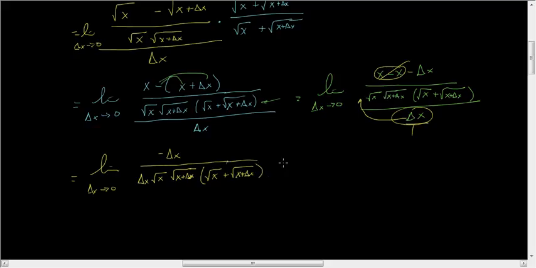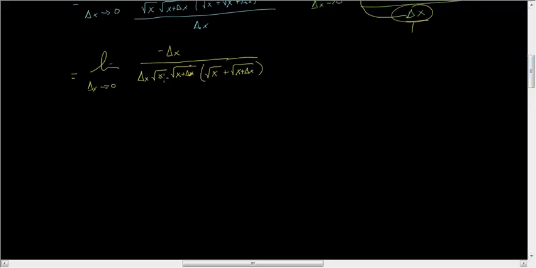And if you can do multiples of these steps at once, you're more than welcome to. But I want to make sure that I get every single step that I'm supposed to get. And so root delta x divided by delta x, those cancel. And now I get the limit as delta x tends to 0 of -1 over root x plus delta x times root x plus delta x.